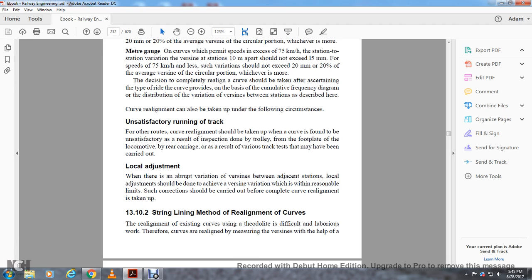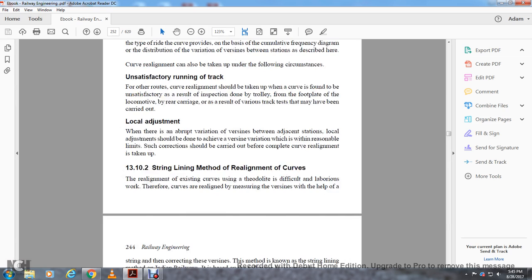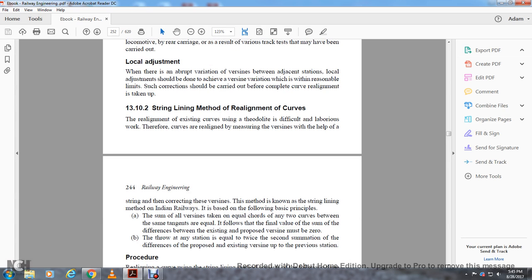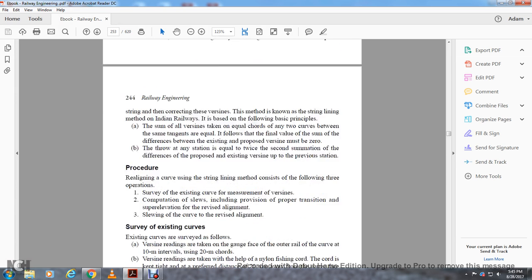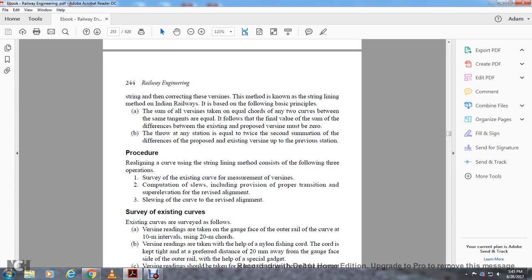The string line method of realignment. Realignment of the curve with a theodolite is difficult and laborious work. Therefore, the curve is realigned by measuring the versines with the help of a string and correcting them. This method, known as string lining, is the method of the Indian Railways, based on the following basic principles. The sum of all versines of the two curves between the same tangents is equal, so the sum of the differences between the existing and proposed versines is 0. The throw of any station is equal to twice the summation of the differences of the proposed and existing versines of the previous stations.